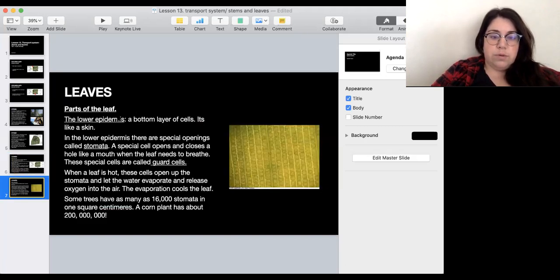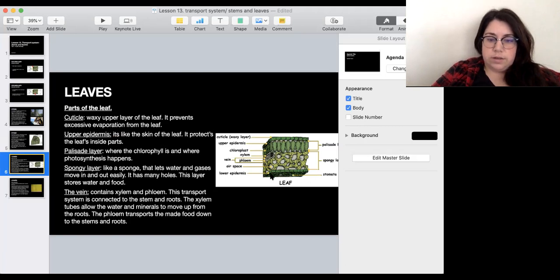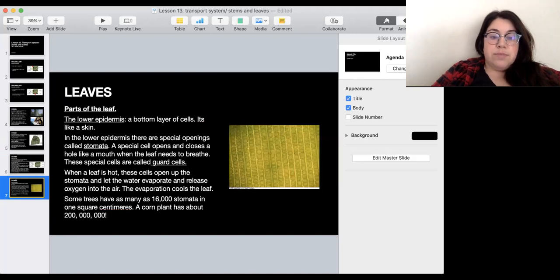And then we have the lower epidermis. The lower epidermis would be here at the bottom, okay? The lower epidermis is a bottom layer of cells. It is like a skin again, but it's on the underside of the leaf, okay? In the lower epidermis, there are tiny openings called stomata, and special cells called guard cells control them. It's like they have a mouth, and they open it when the leaf needs to breathe. When the leaf is really hot, the cells open up the stomata and let the water evaporate and release oxygen into the air. And then the evaporation cools the leaf.